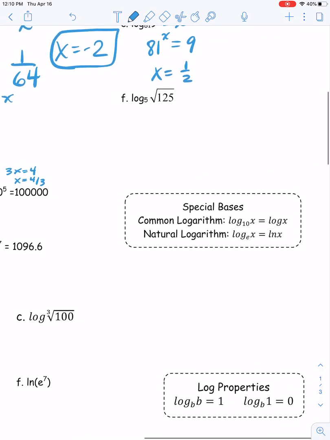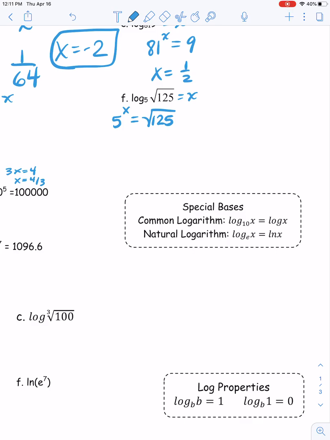So let's try the same approach in part F. What I want to do is rewrite it in general. I know that I'm trying to get some number here. So my base of 5 raised to the x power is going to give me the square root of 125. So 5 raised to some power is giving me the square root of 125. The square root of 125 is not a whole number. It's a fraction. So this is not going to help me.